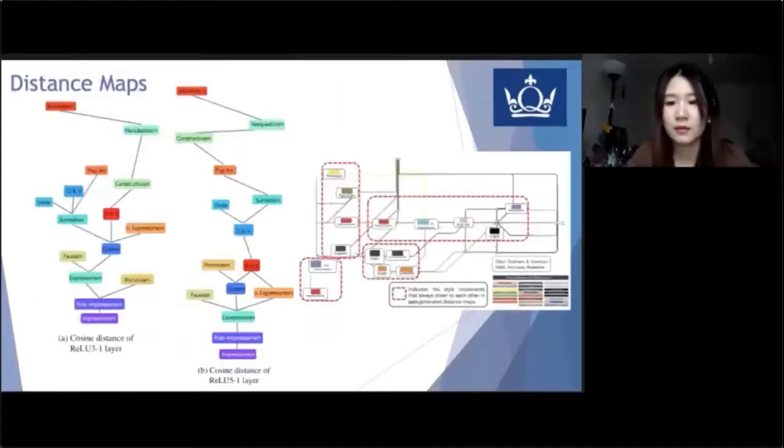Here are the generated distance maps. We compare them with a style map of a referred art book. What are you looking at? 150 years of modern art in the blink of an eye.